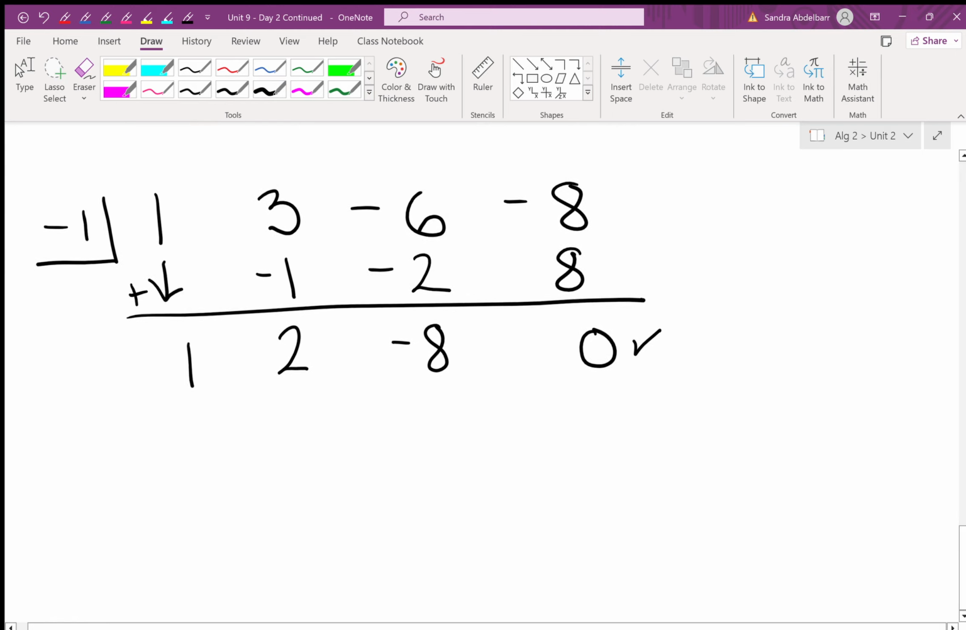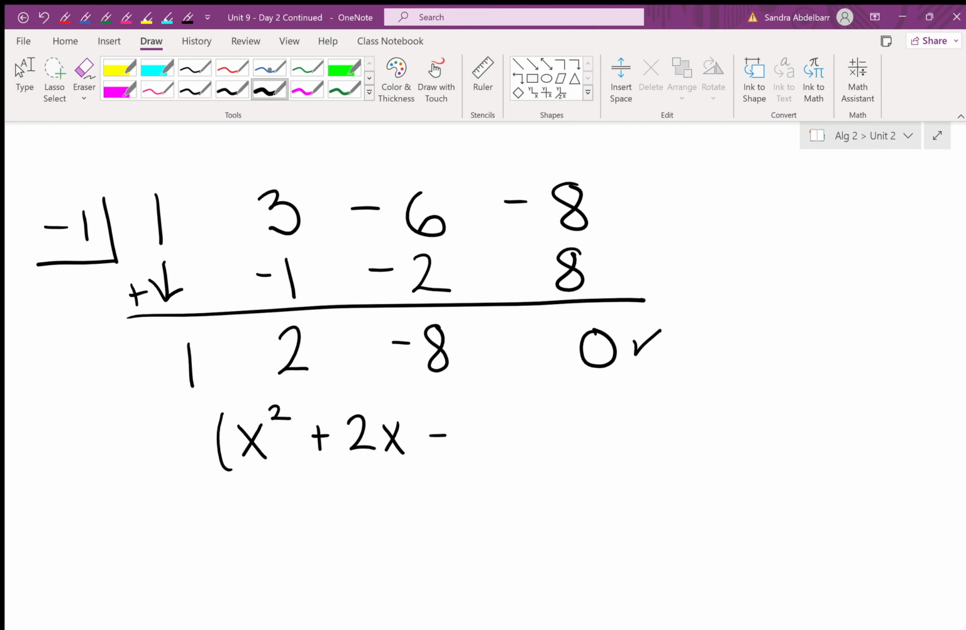So what does this mean? This polynomial that we have here is going to be 1 degree less than our original polynomial. What was the degree of our original polynomial? 3. So this has a degree of 2. So then this is x squared plus 2x minus 8. But now, don't forget, this one ended up being a factor, right? So this was x equals -1. If x equals -1, what was the factor? x plus 1. Are we okay so far?